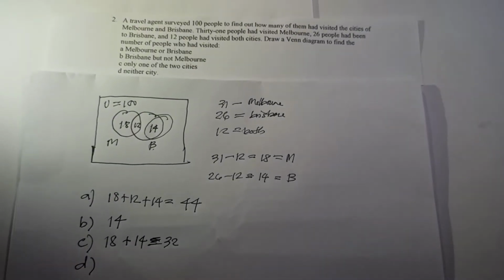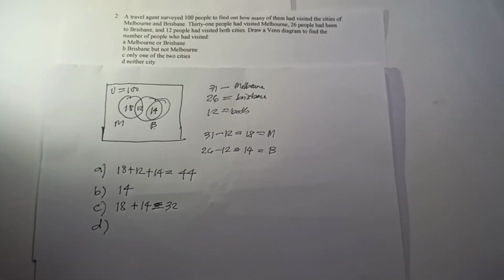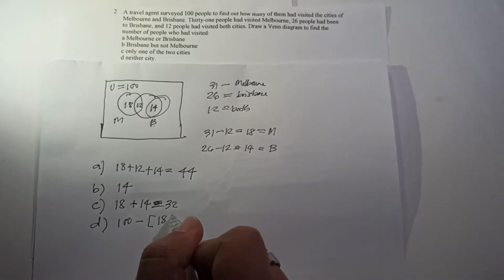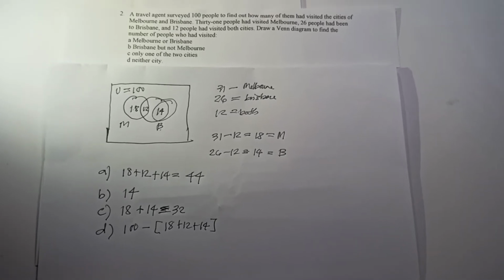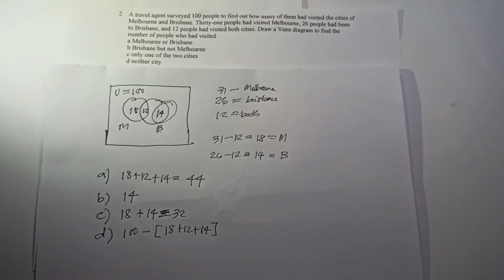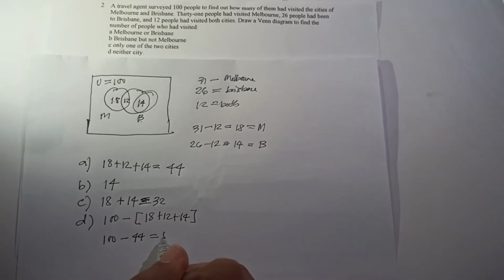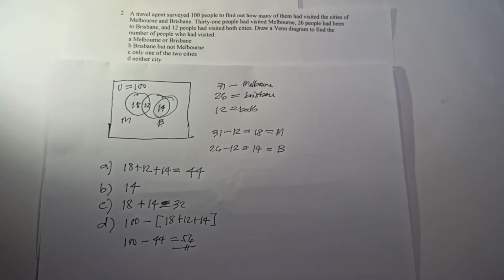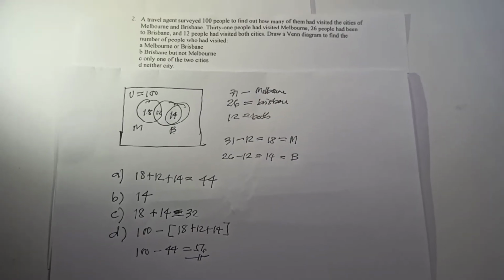In letter D, neither of the cities. Meaning to say, we're going to have 100 minus 18 plus 12 plus 14. So 18 plus 12 plus 14 is equal to 44, and 100 minus 44 is equal to 56. So these are the number of people who visited neither Melbourne nor Brisbane. That's all about number 2.